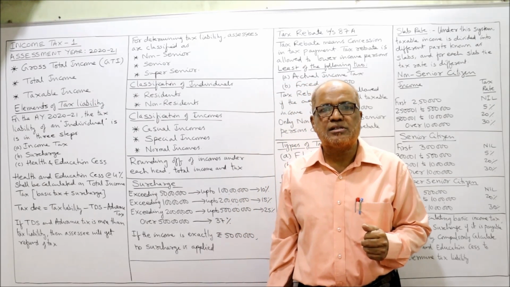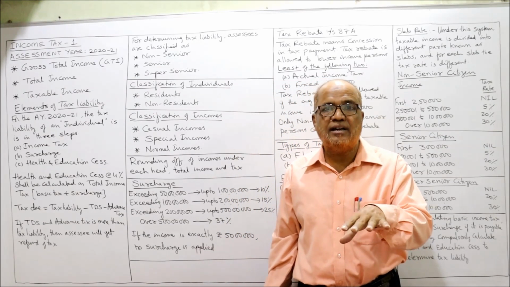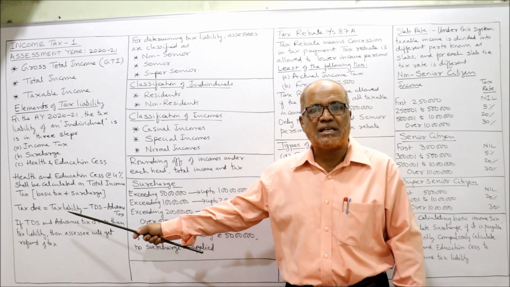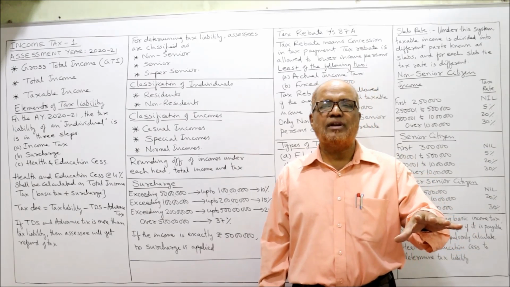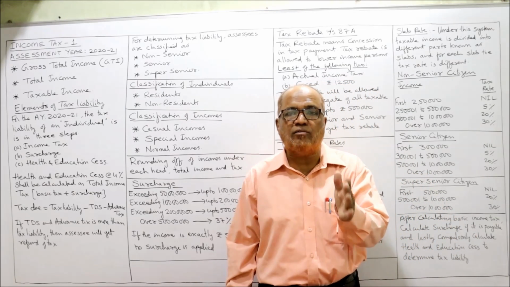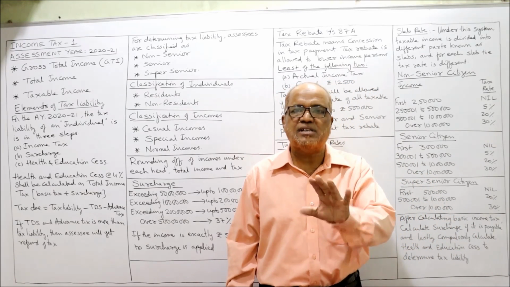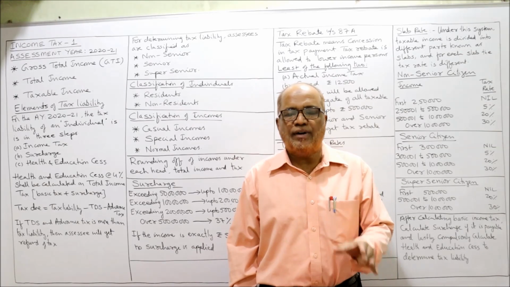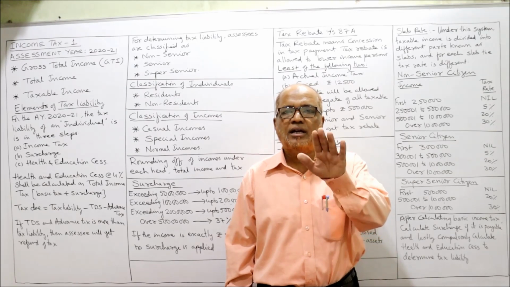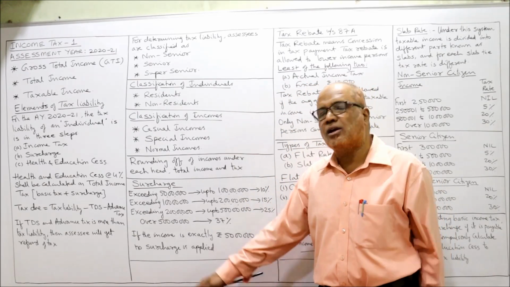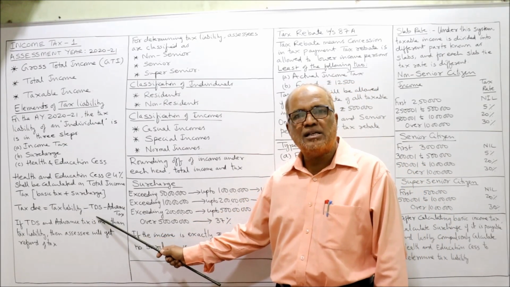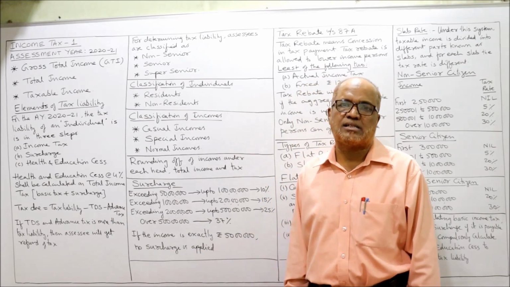That is called TDS. So if an assessee has TDS, deduct the TDS from the tax liability. Then deduct the advance tax. According to the provisions of the Income Tax Act, the assessee has to pay advance tax during the previous year itself. So when advance tax is already paid, it will be deducted from the tax liability. The tax due is equal to tax liability minus TDS minus advance tax.